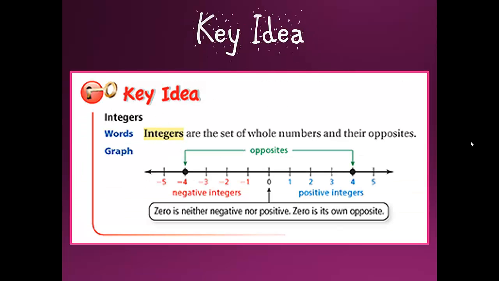Now we're going to look at our key idea for integers. Integers are the set of whole numbers and their opposites. When you look at a number line, 0 is neither negative nor positive. 0 is its own opposite. On a number line, as you go to the left, your numbers are getting smaller. And as you go to the right, your numbers are getting larger.